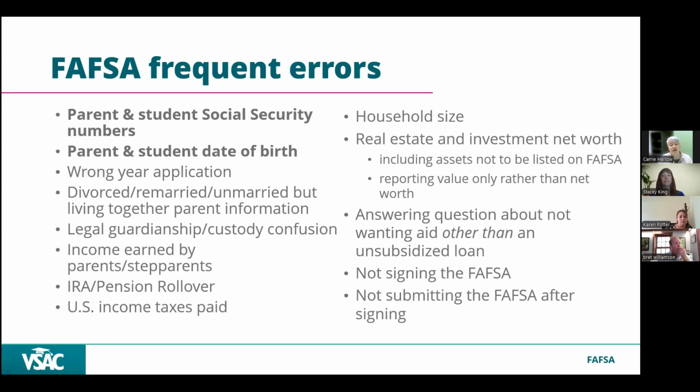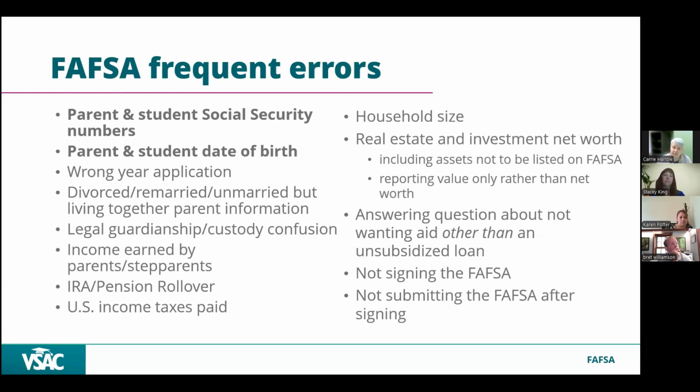Maybe a frequent error is divorced, remarried, unmarried, but living together parent information. We know that's confusing. There is often some confusion with legal guardianship and custody. That is very different. A legal guardianship is a legal document that says this person who's not the student's parent is now their guardian. Sometimes income earned by parents and step parents is misreported.